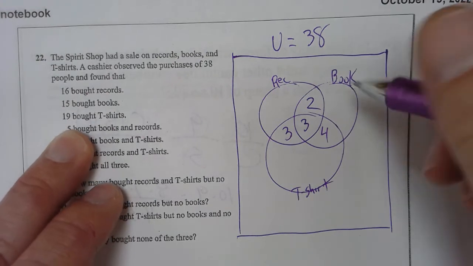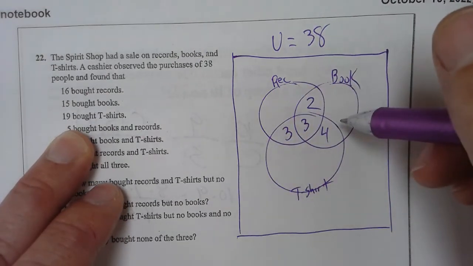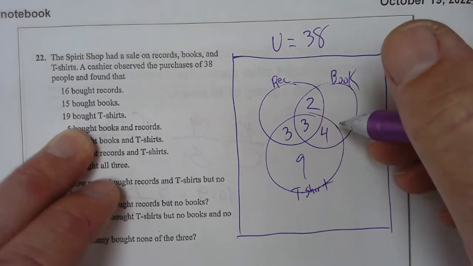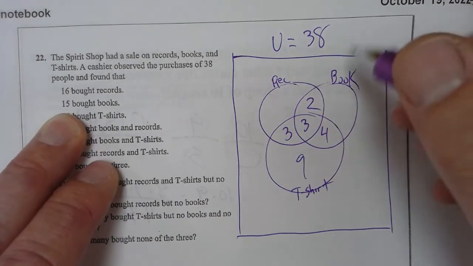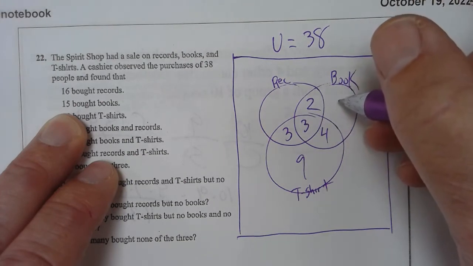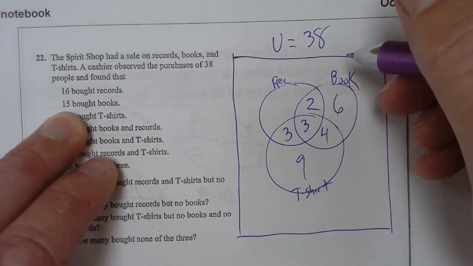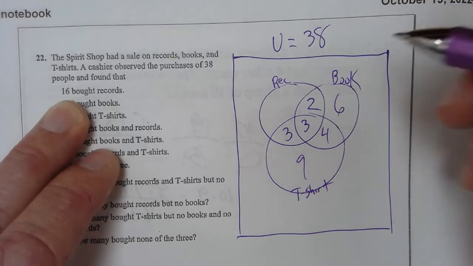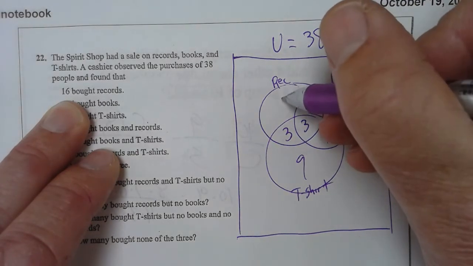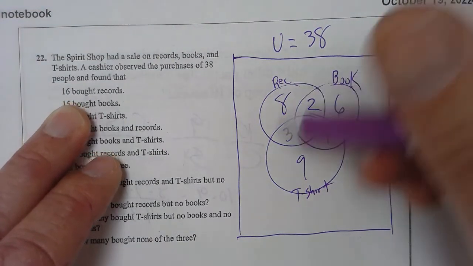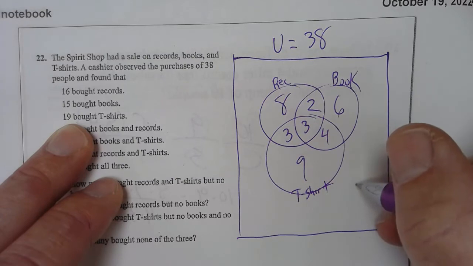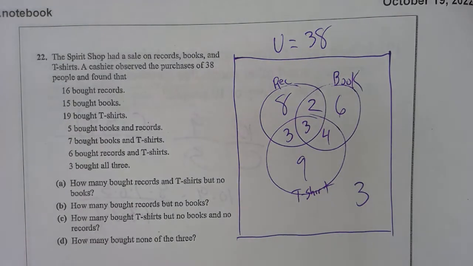Then the total for t-shirt is 19, so I have 10 right now, so I need a 9 right here. 15 for book, then I have 9 right here, so I need a 6 right there. And then 16, and I have 8, so I need an 8 right here. Now, if you add all those together, that's 35, so there's 3 right here that are in no man's land.